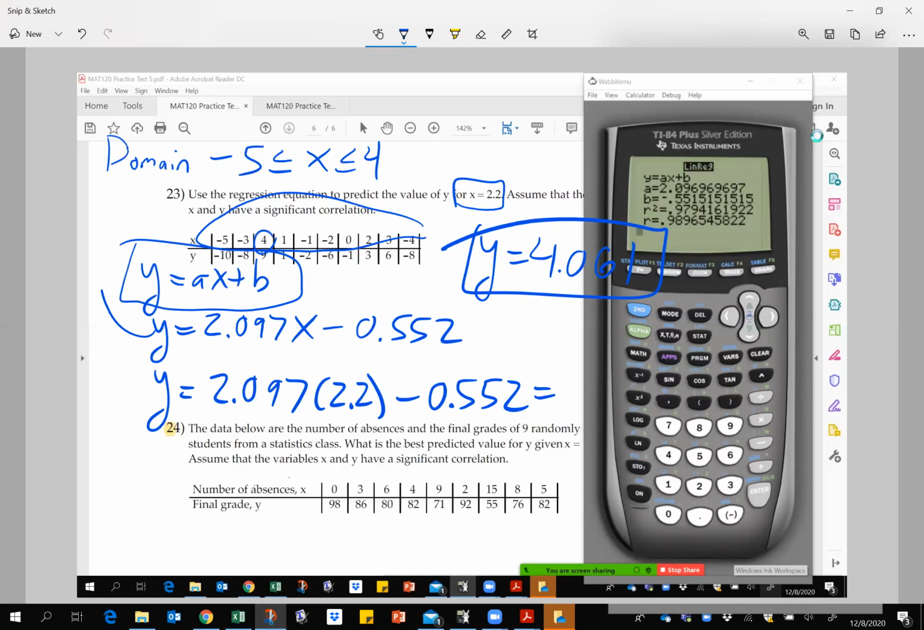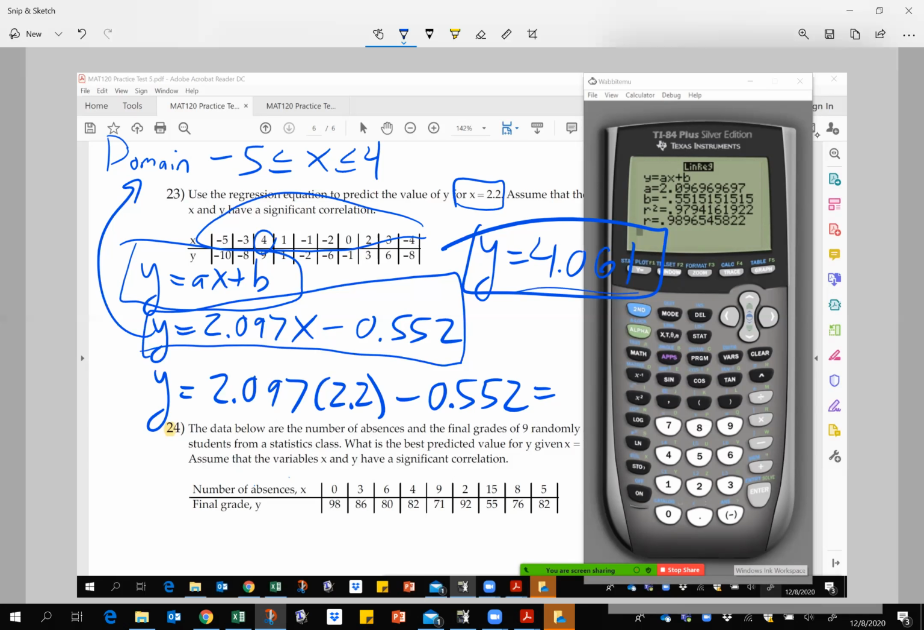What that means is that these are the values of x that we can reasonably plug into this equation and expect to get an accurate prediction for y. Luckily, the x value we were using, which is 2.2, fell inside of that range. So because 2.2 is greater than or equal to -5, but less than or equal to +4, it's inside that domain. We are allowed to plug this in, and we would feel confident that our prediction would be in the ballpark.